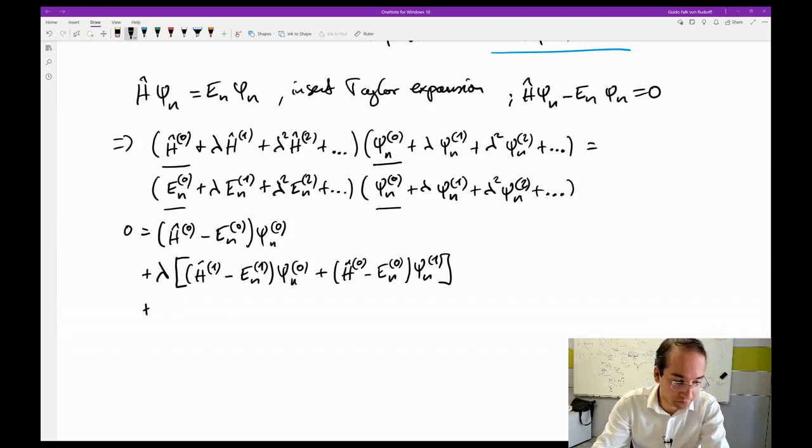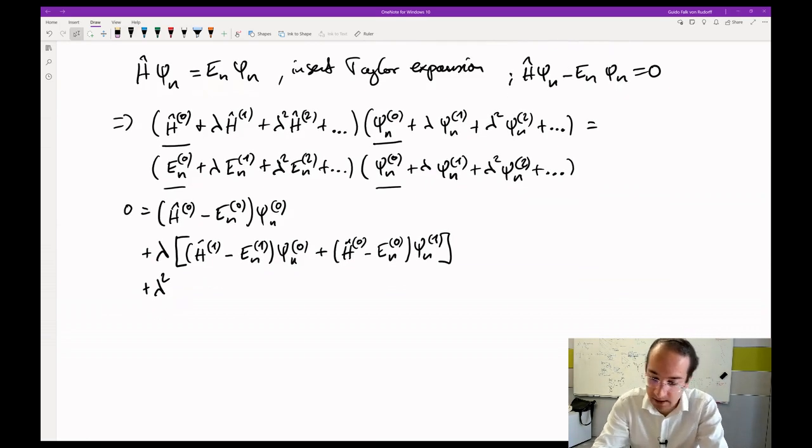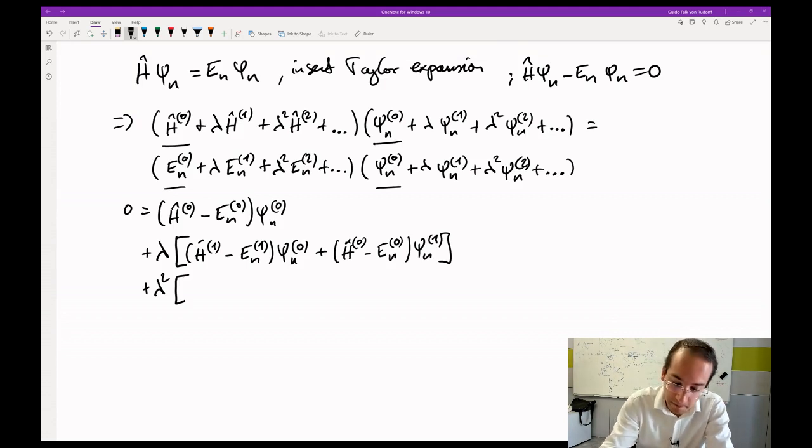Let's have a look at the squared expression. So lambda squared, and again we can collect those terms. Now we have to either combine something which is linear in lambda with something that is linear in lambda as well, or something that is quadratic in lambda with something that is zeroth order in lambda. So this is the reason why we now get three such groups of terms.